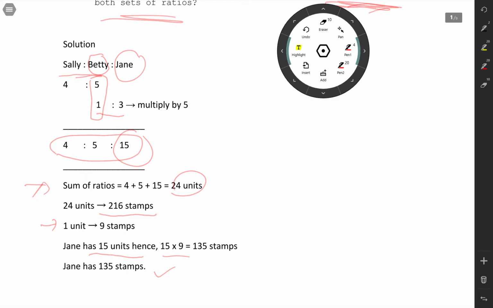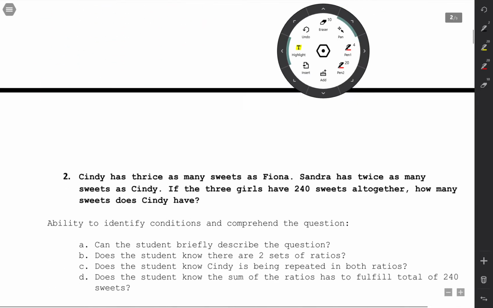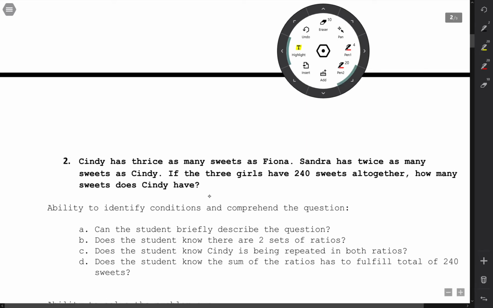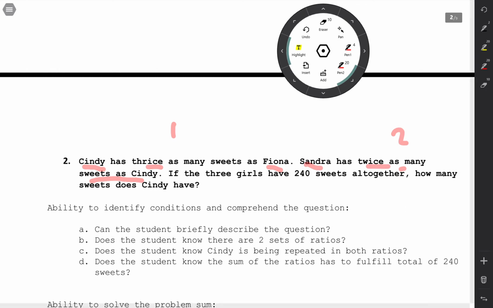So the concept for repeated identity, once again, is that there are two ratios, and there's one person who is being repeated in both of the ratios. We're going to take a look at another one just to see if we can identify that. Okay, Cindy has twice as many sweets as Fiona. That's one set of ratio we can get from here. Next, Sandra has twice as many sweets as Cindy. That's the second ratio that you are going to derive from here.